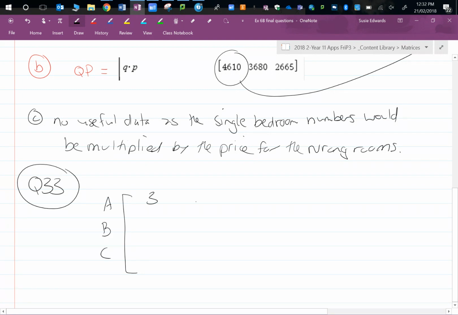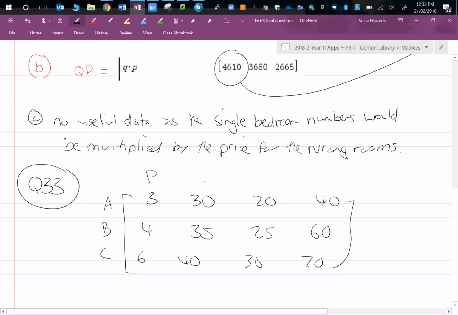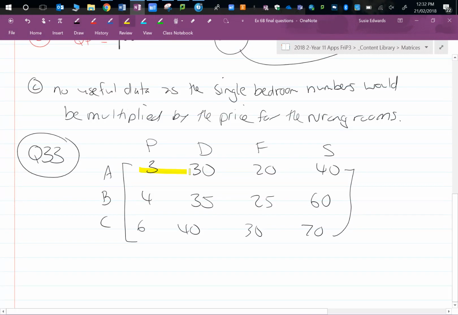We've got 3, 30, 20, 40, 4, 35, 25, 60, 6, 40, 30, 70. And we've got poles, decking, framing, sheeting. What does the first row mean? What does this row mean? Cubby A needs 3 poles, 30 lots of decking, 20 lots of framing, 40 lots of sheets.